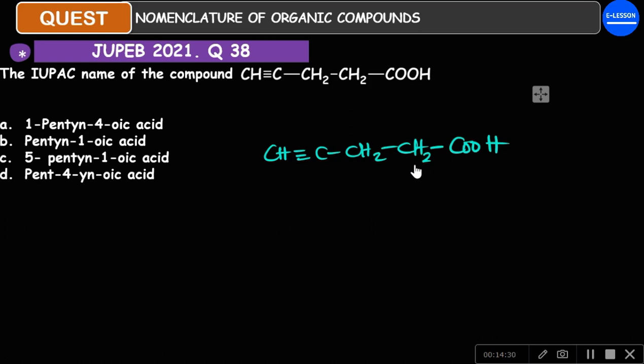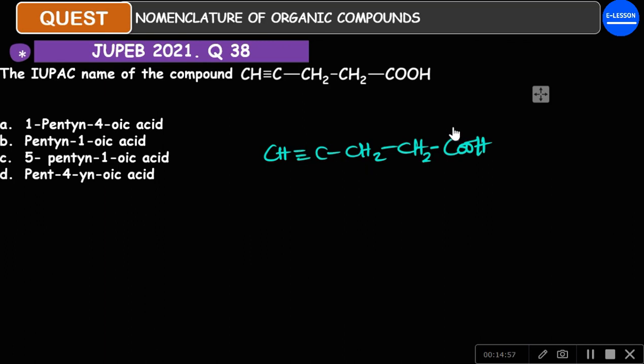Firstly, we were told that the carboxylic acid is one of the most predominant functional groups in organic compounds. That means it has a higher priority than most other functional groups. So we can take this as the parent name of this compound, which is the carboxylic acid name, right? If we take that as the parent name, let me just erase this off so that I can rewrite it again. This is COOH.